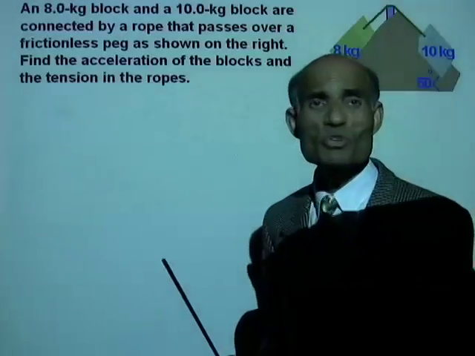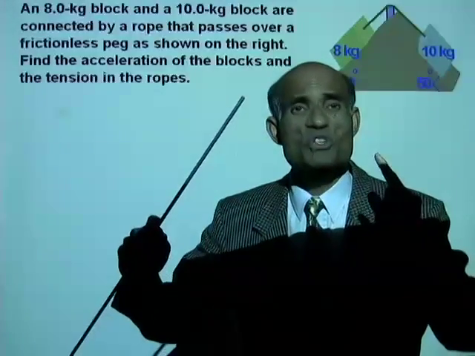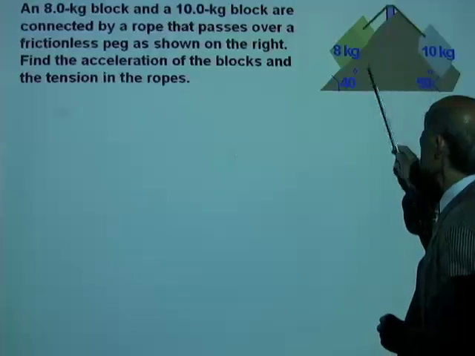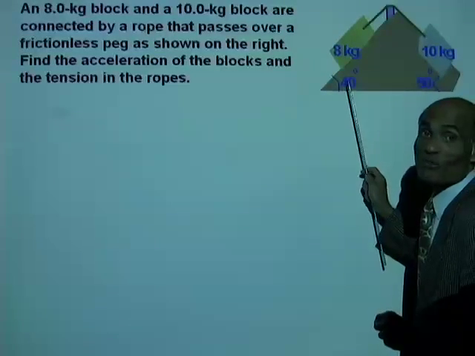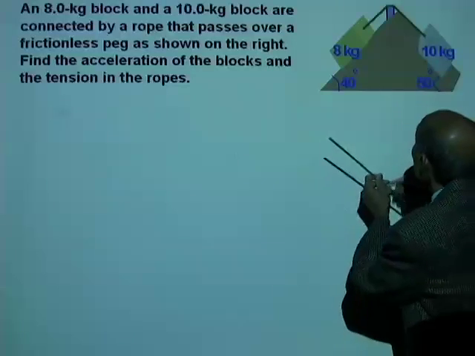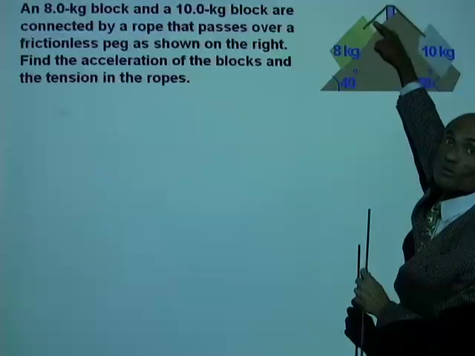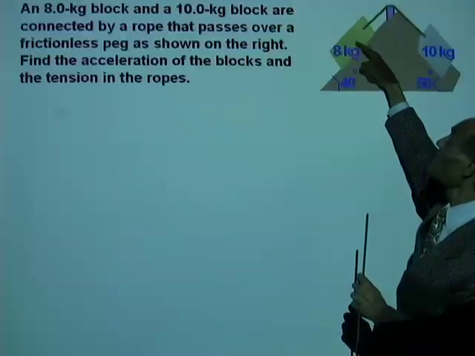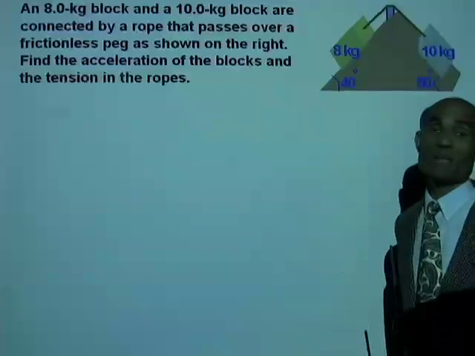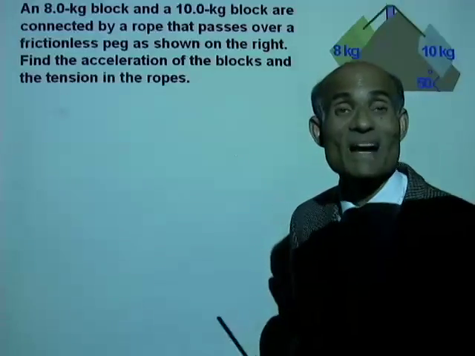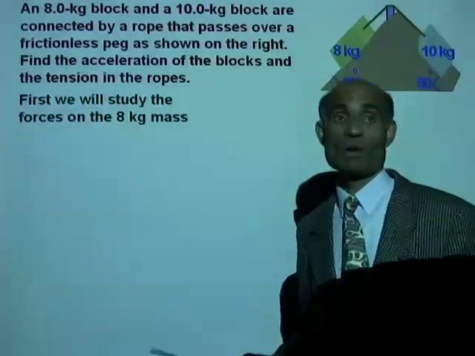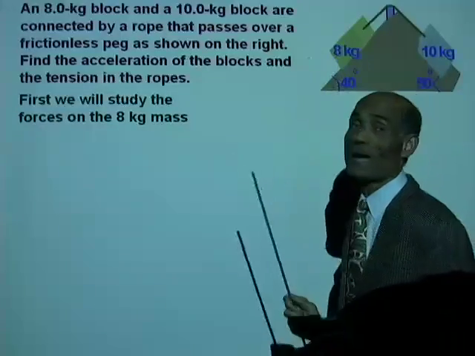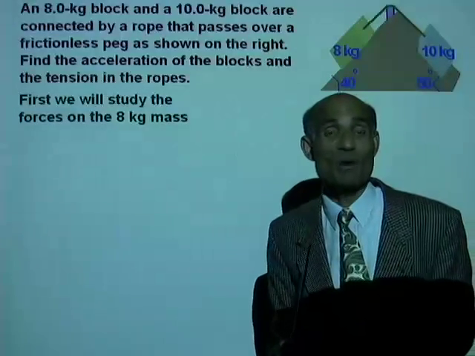Tell me, what do you think is the direction in which the system is going to move? This is a 10 kilogram at 50 degrees. This is an 8 kilogram at 40 degrees. So you would assume that the system moves like this. The 10 kilogram moves down and the 8 kilogram moves up. Well, that is a guideline to write our equations. Alright. First we will study the forces on the 8 kilogram. Can you do that on your own?